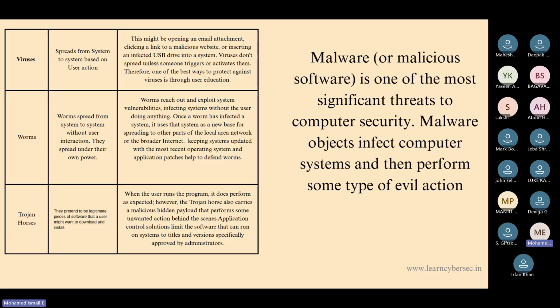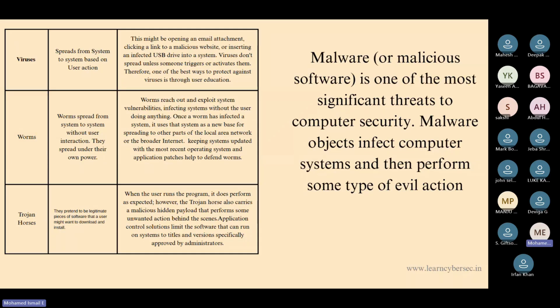So a virus spreads from one system to another system based on user action. So the definition and how that impacts the user device is important. Virus, based on user action. Viruses will not propagate themselves. Viruses only react when the user does something. Okay. For example, this might be opening an email attachment, clicking a link to a malicious website, or inserting an infected USB device. Viruses don't spread unless someone triggers or activates them.